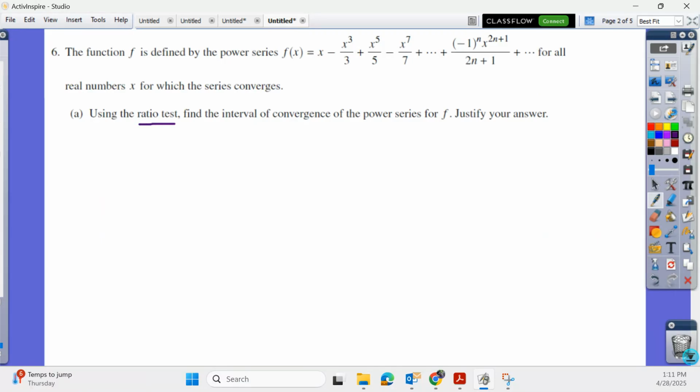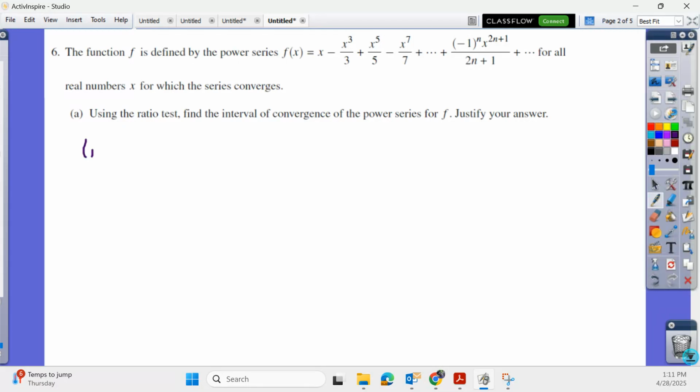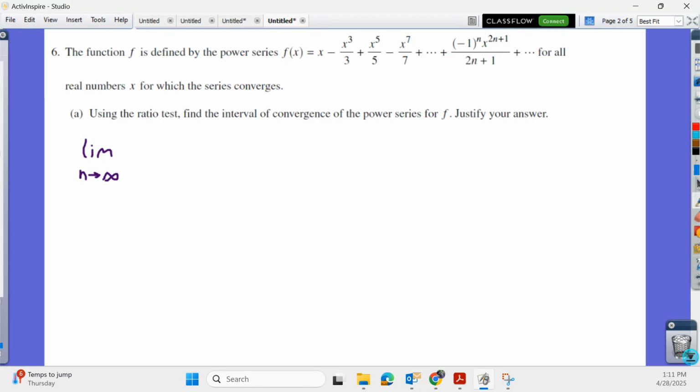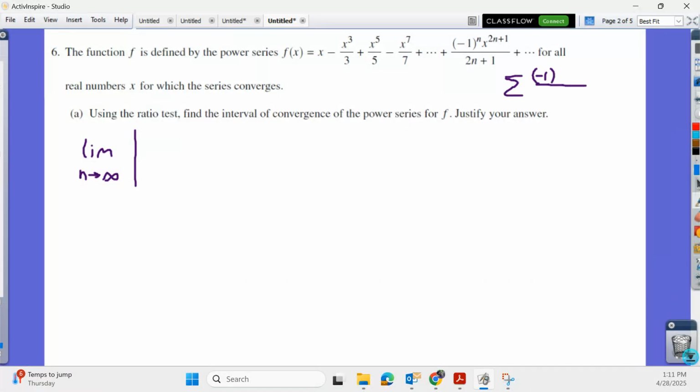We're trying to use the ratio test to find the interval of convergence. And so first thing, set up that ratio test. It's the limit as n approaches infinity of the absolute value of the n plus 1th term over the nth term. And to get those, you want to look at that general term, because you can actually write this series in sigma notation. It would be the summation of (-1)^n times x^(2n+1) over 2n plus 1. That's the sigma notation for the series, and then it's just from n equals something to infinity.